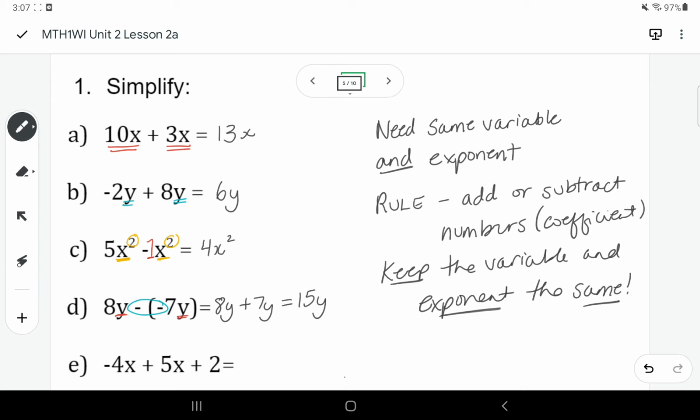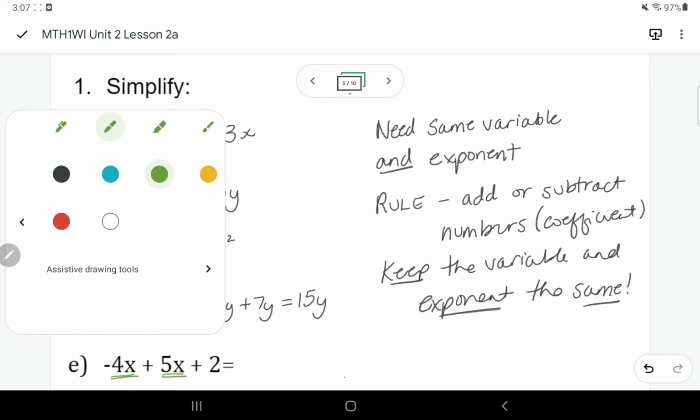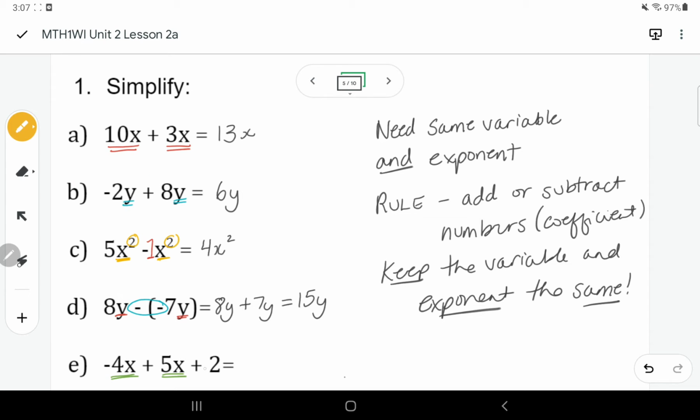So the last one adds a little bit of a twist. I see that this term, the negative 4x, and this term, the 5x, they're both like terms. They both have the same variable and exponent. The 2 is not, though. The 2 is like a different thing. And you may want to use highlighters or a colored pen to help you keep your work organized on these, because we will have some things that are like terms and some that are different.